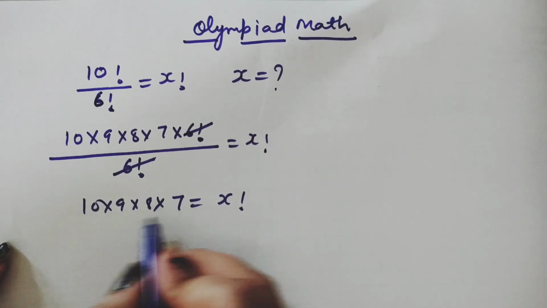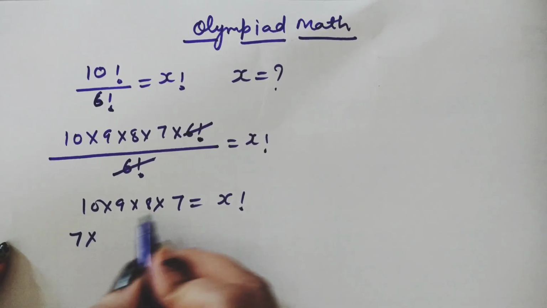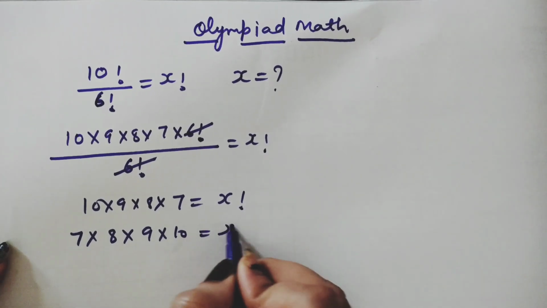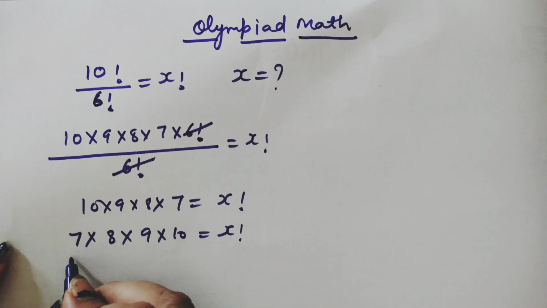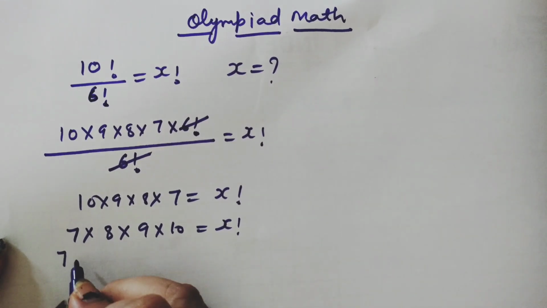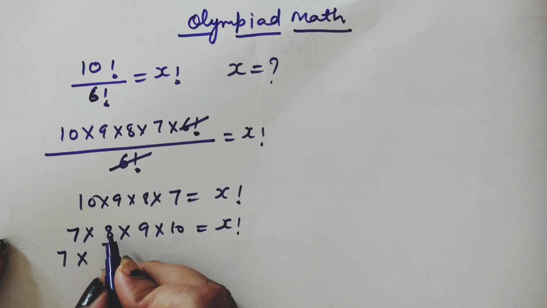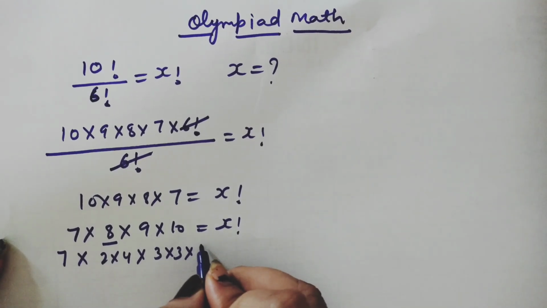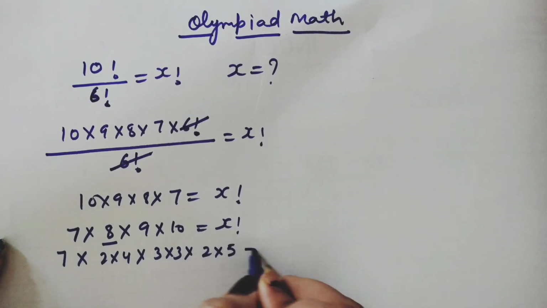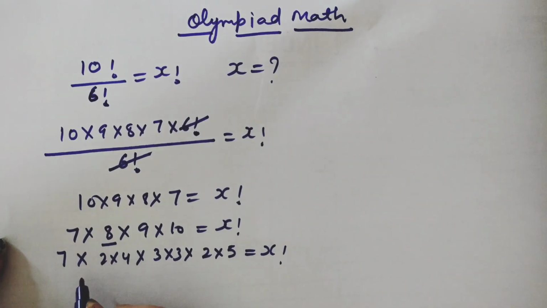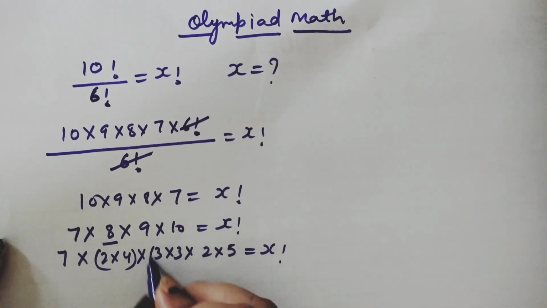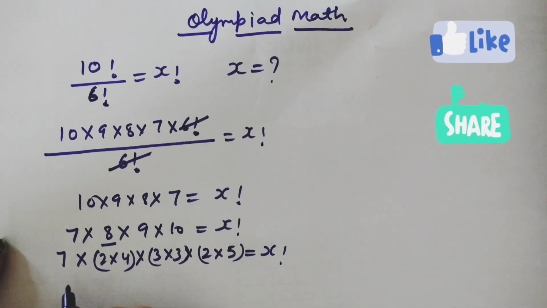First of all we will write it in ascending form: 7 into 8 into 9 into 10. This is the ascending order, smaller to greater. Then this 7 is a prime number which is odd, and we'll write it as it is. And we can write 8 as 2 into 4, and 9 as 3 into 3, and 10 as 2 into 5. Now we will make the groups 2 into 4, 3 into 3, and 2 into 5. These are the groups. After that this 7 is as it is.